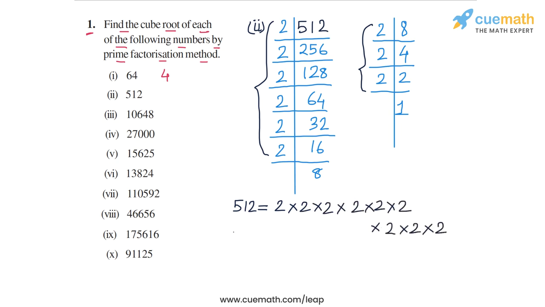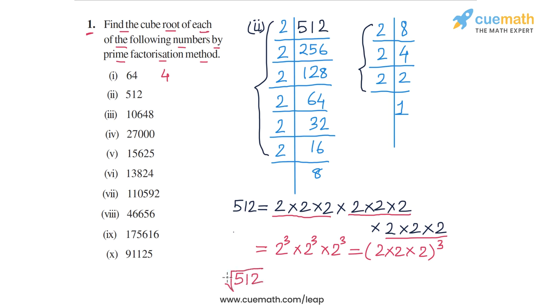And if we group the prime factors into triplets, we get one complete triplet of 2, another complete triplet of 2, and a third complete triplet of 2. So we can write 512 as 2 cube into 2 cube into 2 cube, which we can write as 2 into 2 into 2 whole cube. And from here it's easy to write the cube root of 512. The cube root of 512 will be this product inside the bracket here. So this will be 2 into 2 into 2, which is equal to 8. So the cube root of 512 is equal to 8. This is the answer for part 2.